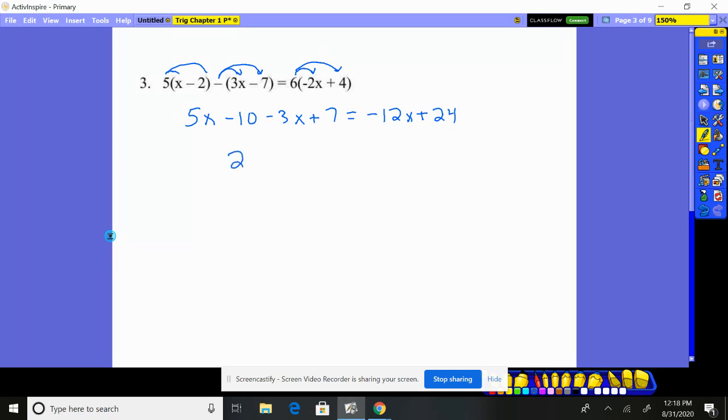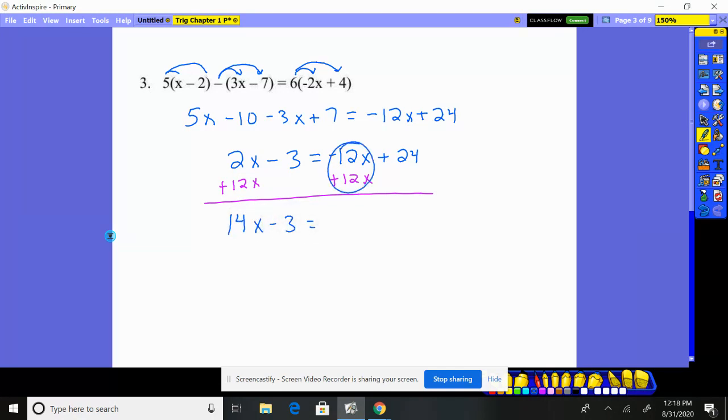5x minus 3x, 2x. Lose 10, gain 7. You've lost 3. Negative 12x plus 24. I want to move the variable over. Who's the smaller variable? Well, I'm going to move the 12x over. That's what I'm going to do. That's going to give me 14x. Take away 3 equals, that goes away. 0 plus 24 is 24.